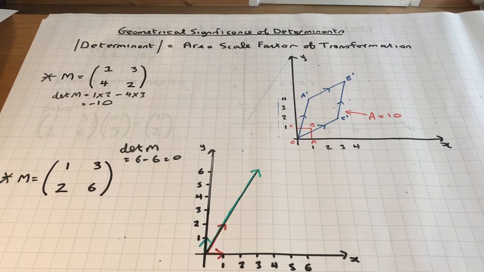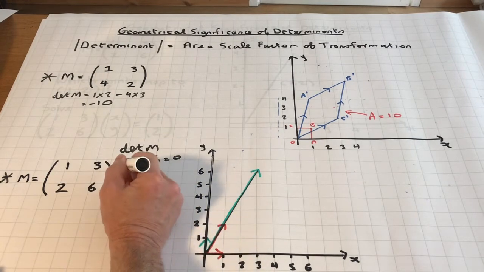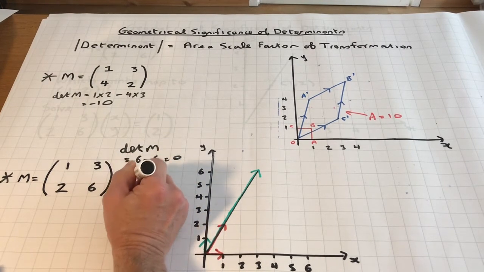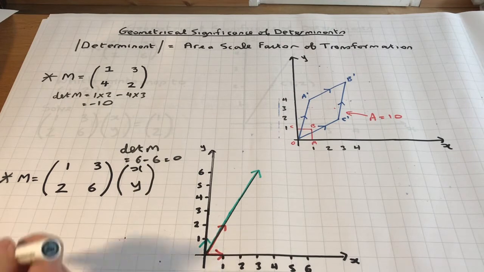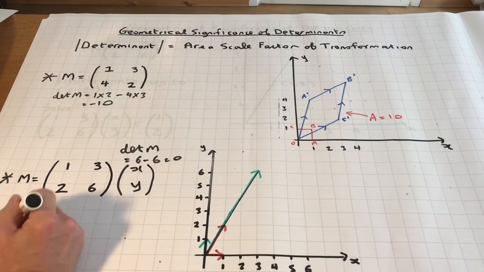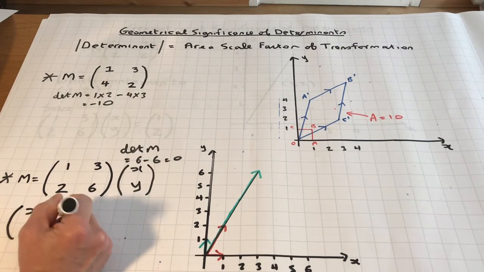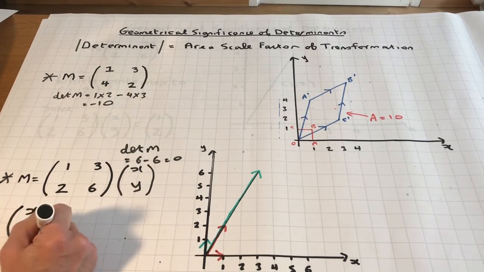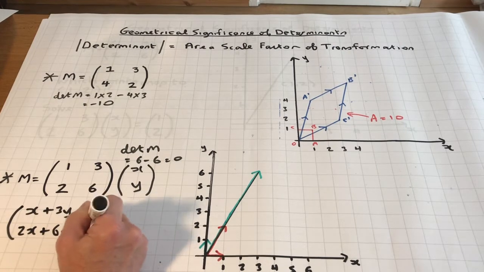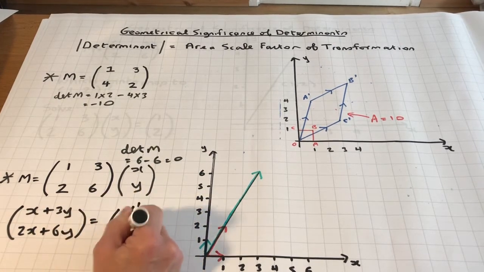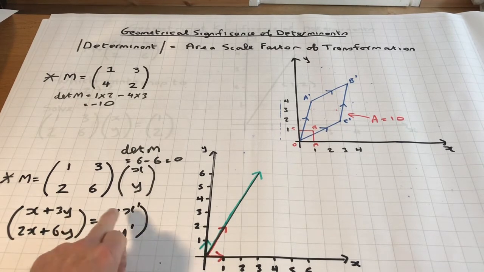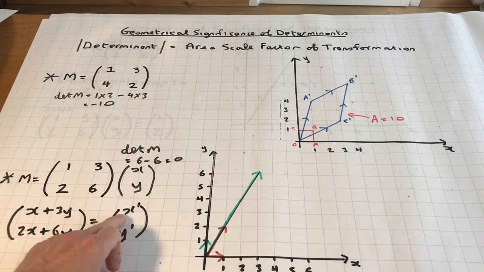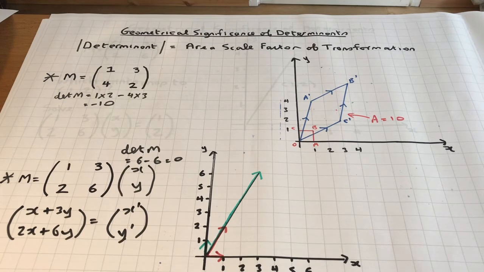I mean, that's kind of intuitive, but we can do it a little bit more algebraically if you like. If I take my just general point and I multiply that matrix by a general point, I'm going to get a resultant matrix, which is going to be x plus 3y, 2x plus 6y, and that's going to equal the image point. But you can see pretty much straight away that double the x coordinate for the image points is the y coordinate for the image points.